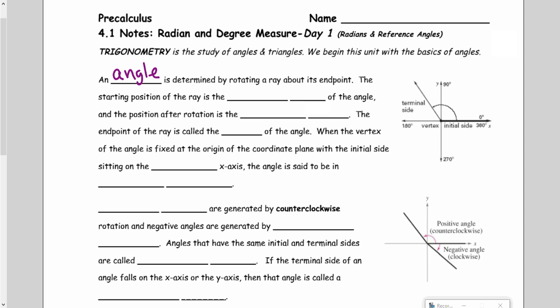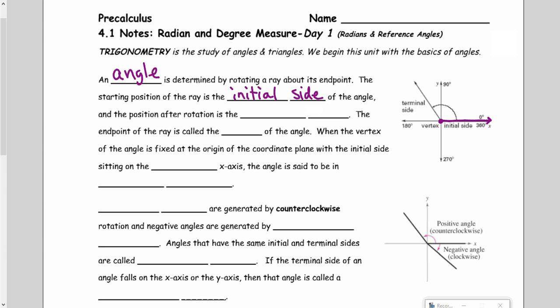An angle is determined by rotating a ray about its endpoint. So here's a ray, and if we rotate it, it's going to make an angle. The starting position, or the side I just drew, is called the initial side, because it's the start. So that's the initial side of the angle.